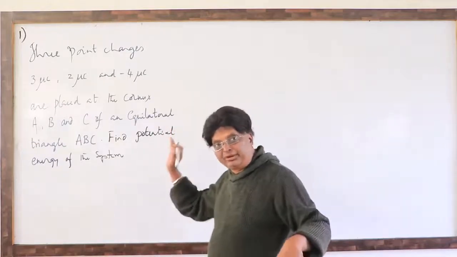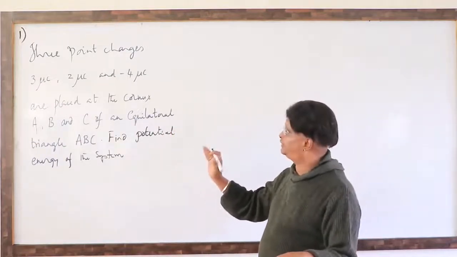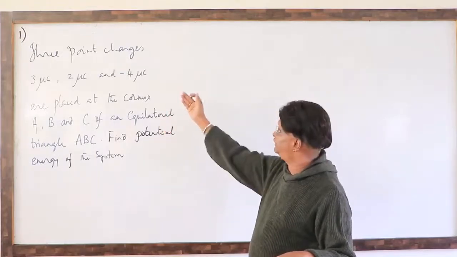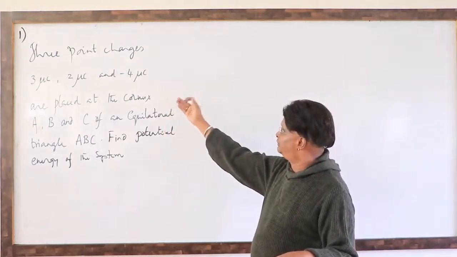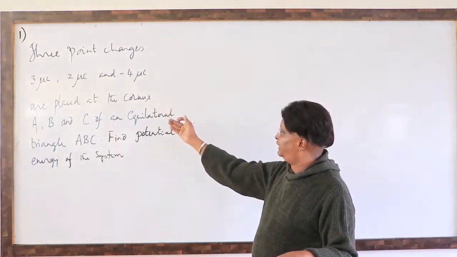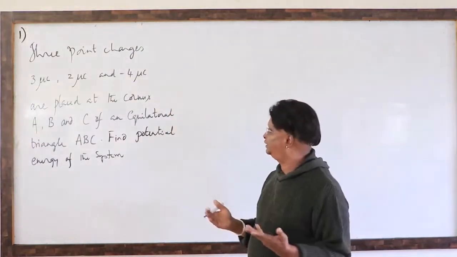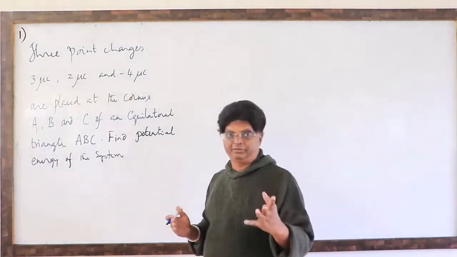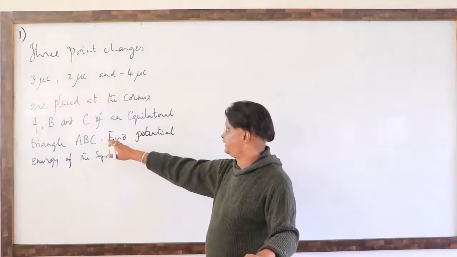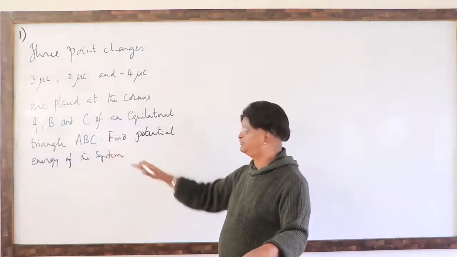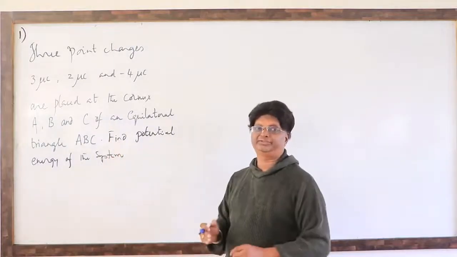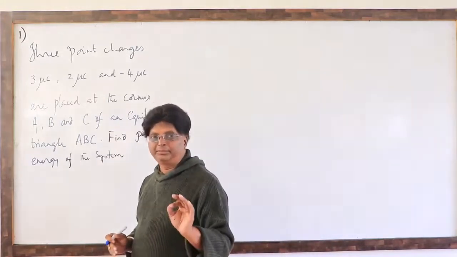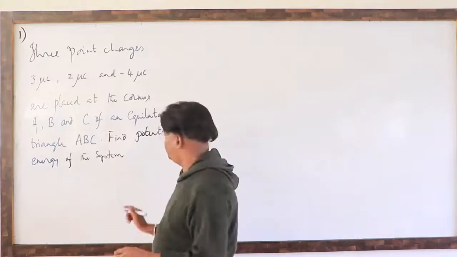Three point charges: 2 microcoulomb and 3 microcoulomb, both being positive, and the third one minus 4 microcoulomb, are placed at the corners A, B and C of an equilateral triangle of side 10 centimeter. Find the potential energy of the system. So first, for any given data, try to write one simple figure whenever possible.